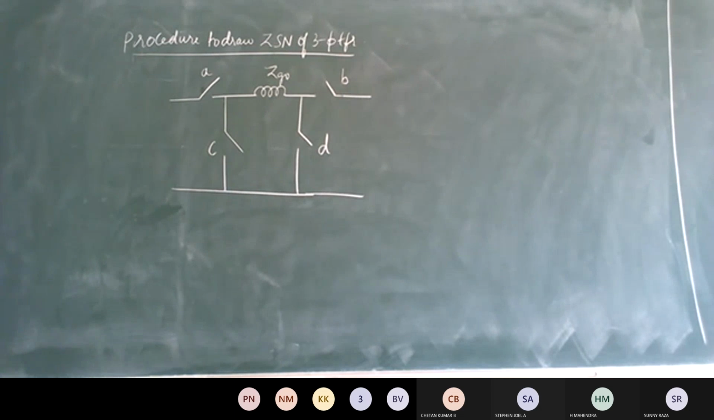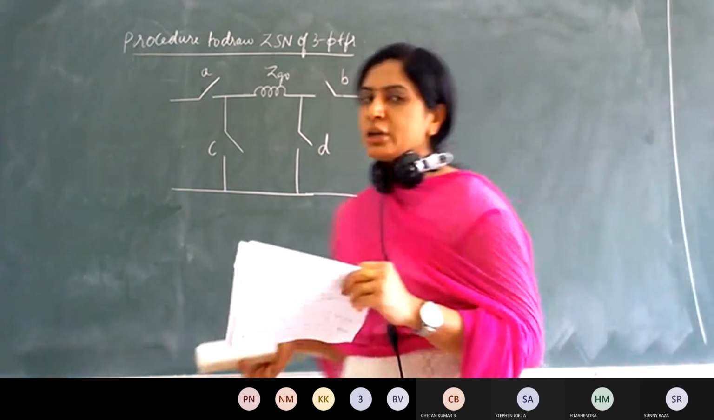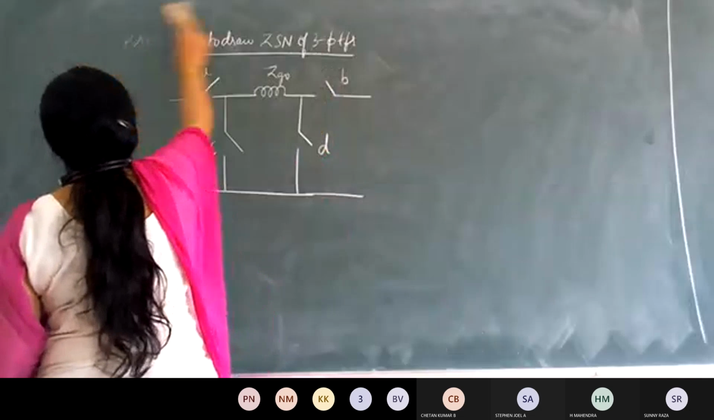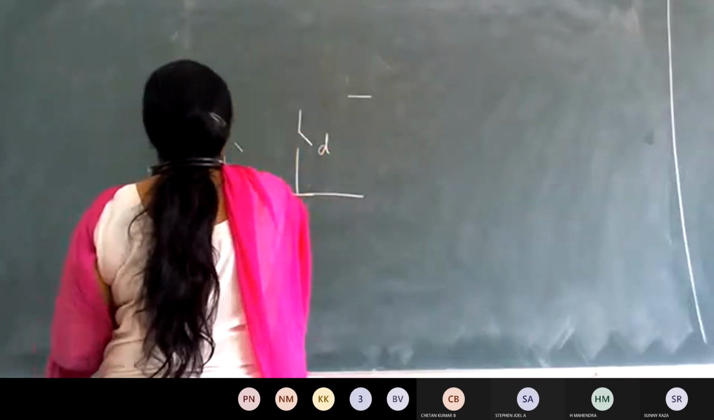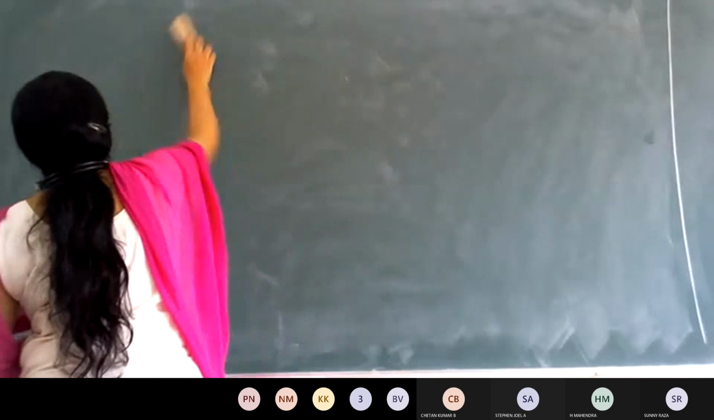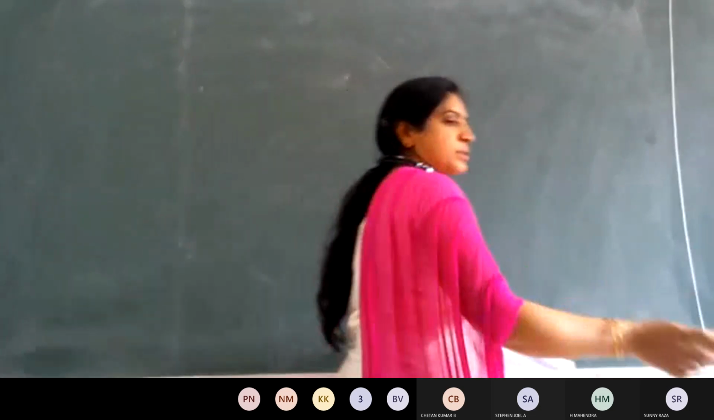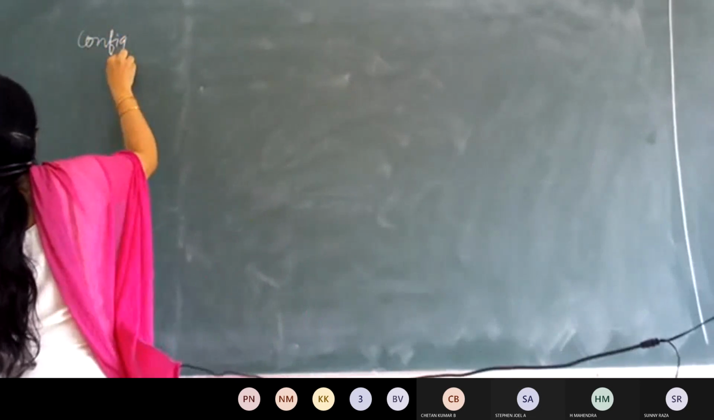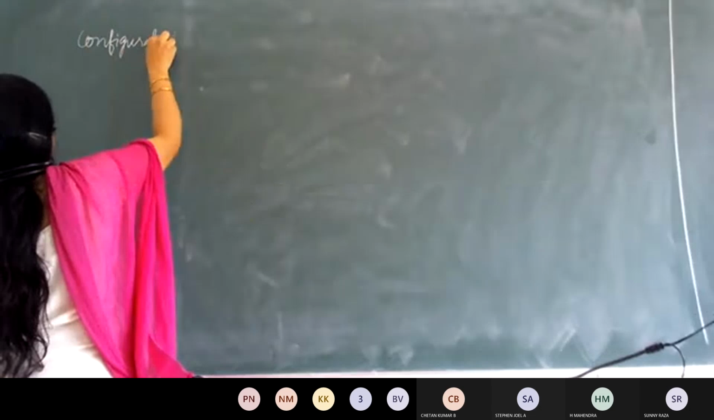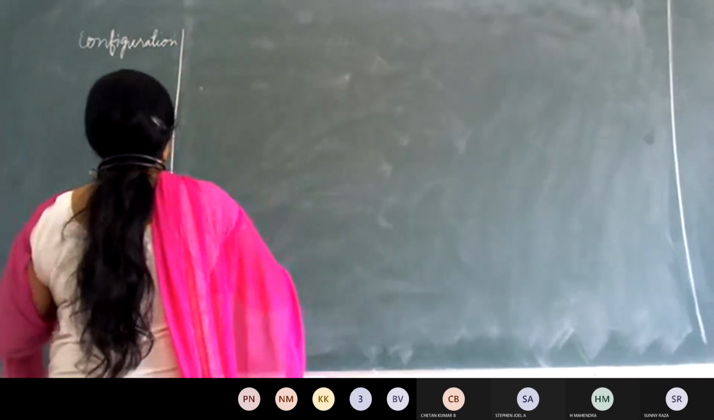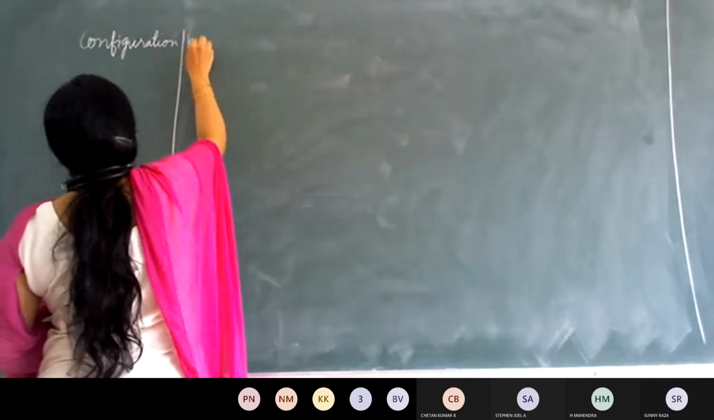So with this procedure, now let us write the zero sequence network for various configurations of the three-phase transformer. Make 3 columns. In the first column, give the heading configuration. Next, give the heading as winding connection.